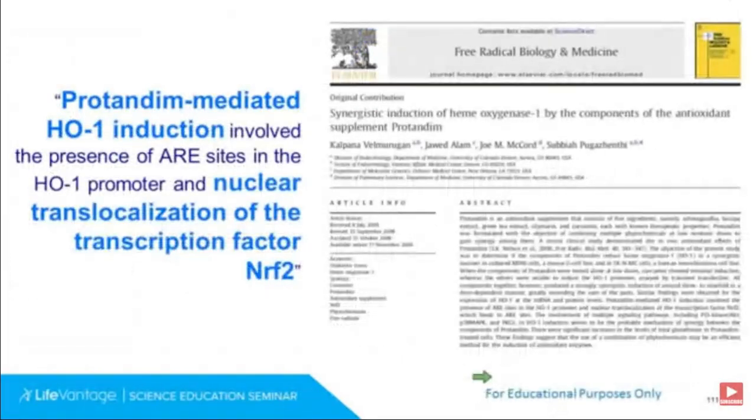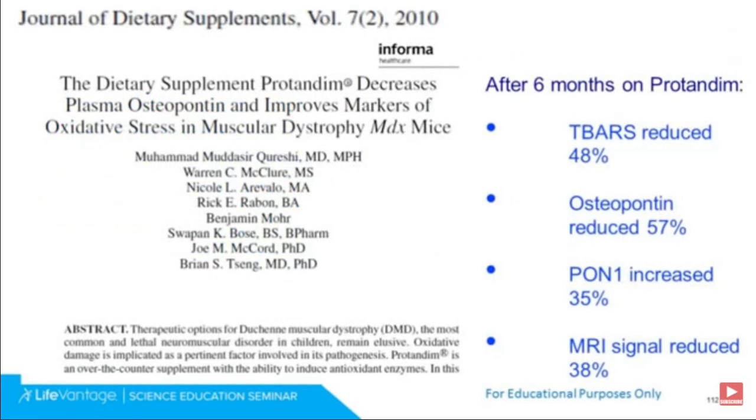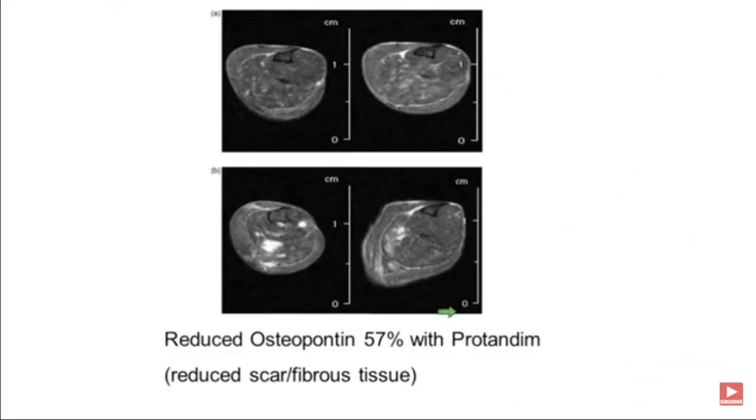We had talked about how the Nrf2 activation could increase the levels of SOD and catalase and so forth. And this is a study that was done in muscular dystrophy showing a reduction in osteopontin, reduction in T-bars. Osteopontin is a fibrotic protein that tends to build up as scar tissue in the muscles. And this is just a picture from that. The white area here is the scar tissue. So these were the animals that were treated with Protandim. These were the animals that were not. So you can see a significant reduction in the scar tissue.